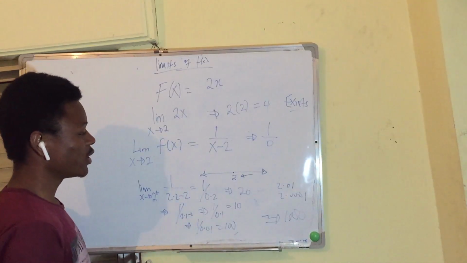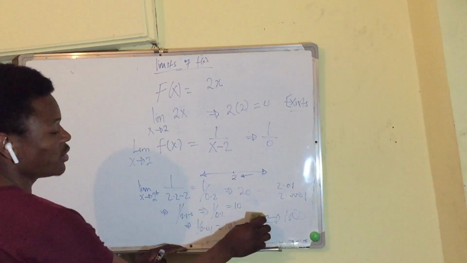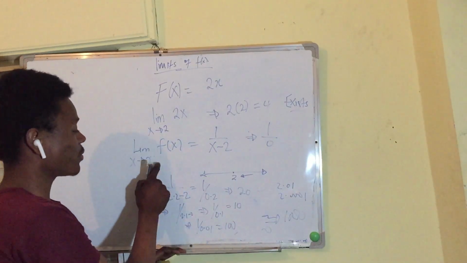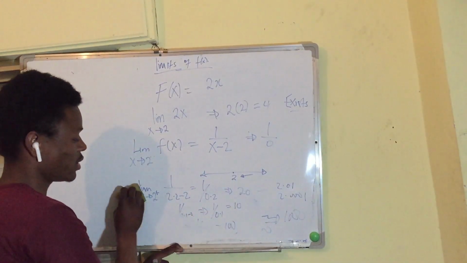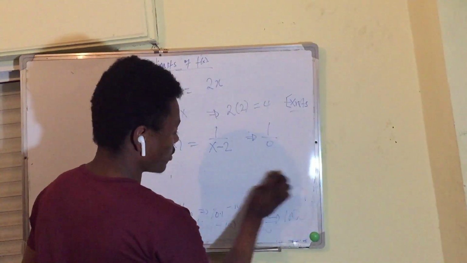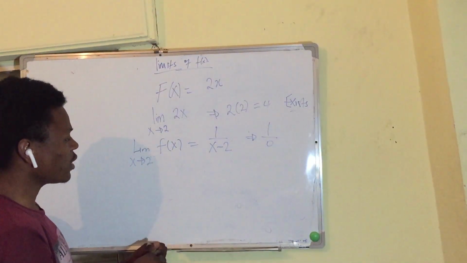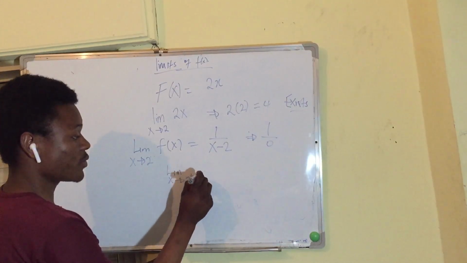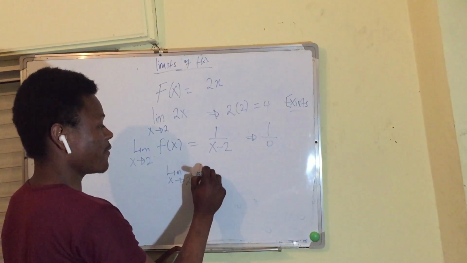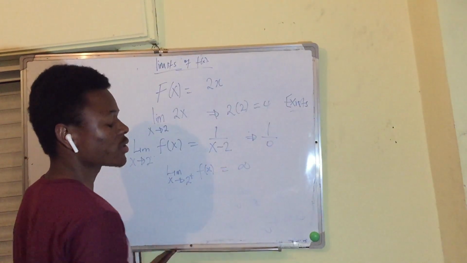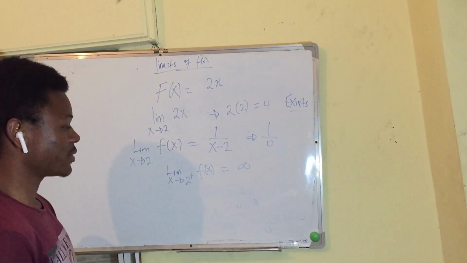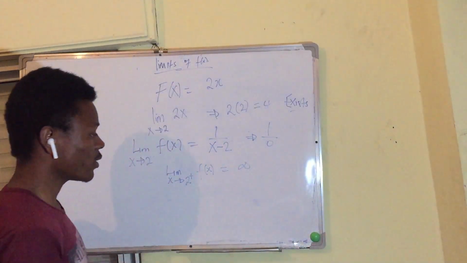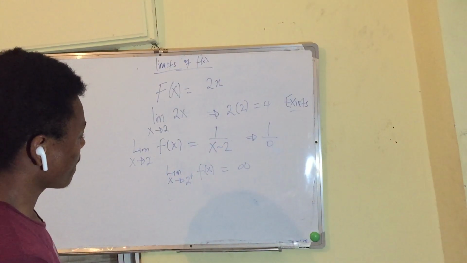So we can conclude that the limit as x approaches 2 is infinity from the positive direction. So the limit as x approaches 2 from the positive direction of f of x is infinity, because we saw the numbers becoming bigger and bigger as it gets close, as it keeps approaching 2 from the positive side.